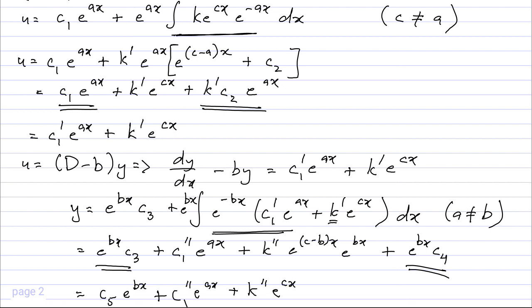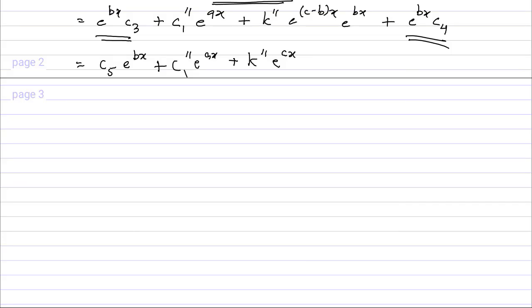Fine, that was a lot of work, huh? Okay, so to recap, let me just redefine my constant so that the solution is of this form: c1 e raised to power ax plus c2 e raised to power bx plus capital C e raised to power small c times x. Okay, that's the form of your solution.